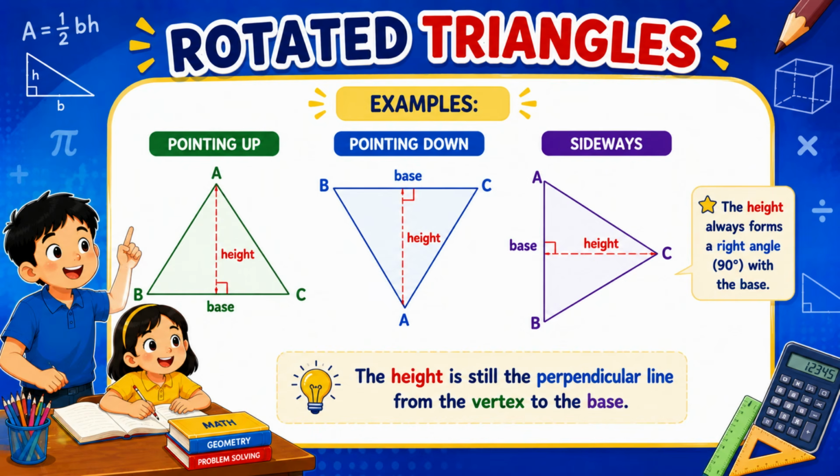Rotated triangles. Examples: pointing up, pointing down, sideways. The height is still the perpendicular line from the vertex to the base. Turning the triangle does not change where the height is.